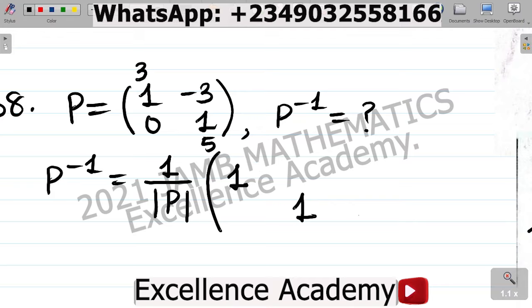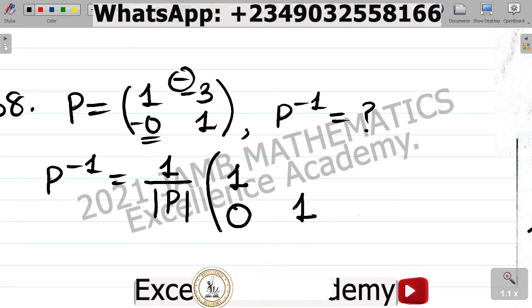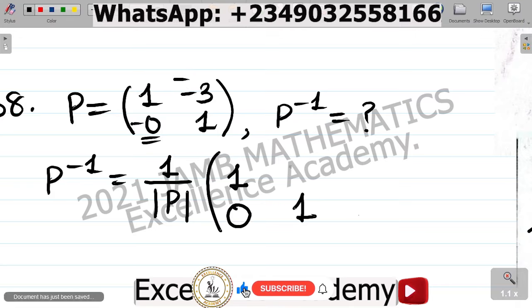But since it's 1 and 1, the change may not be noticeable. That's the first thing you do. The second thing you do is add minus to this and minus to this. So this becomes minus 0, and we know that minus 0 is the same as 0. Meanwhile, minus to minus 3: minus minus gives you positive, so it becomes plus 3. So you have this. All right, so this is how we do inverse.